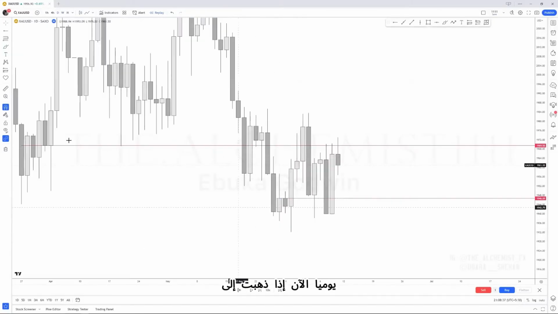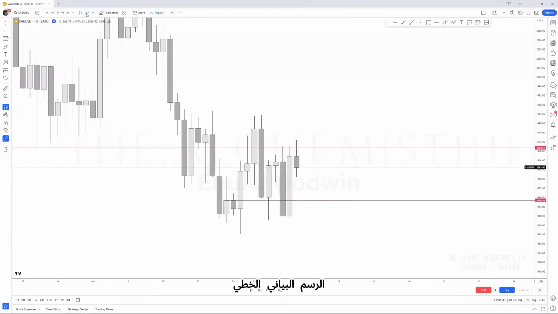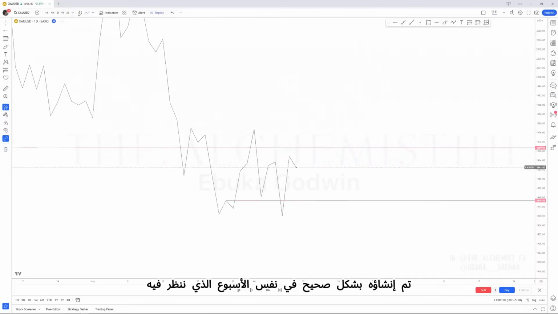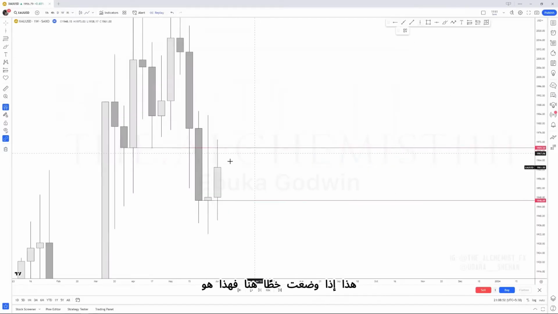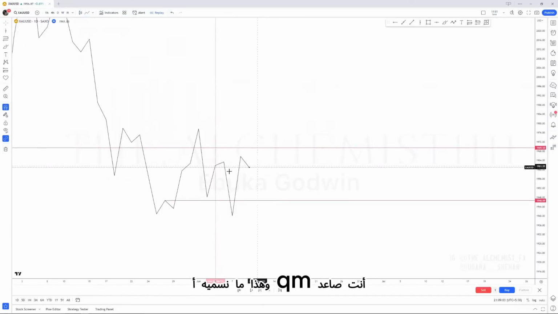Now, if I go to the daily, what has happened that week? Check the line chart. What is this? A bullish QM was created, right? That same week. If I put a line here, that's the start of the week. Now let me go to the daily. This is where the week started. What happened on that same week? The same week that weekly rejected weekly, daily gave you a bullish QM.